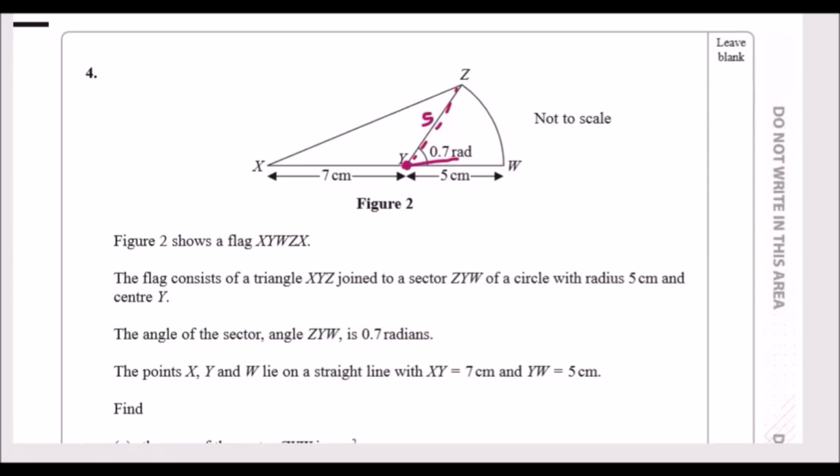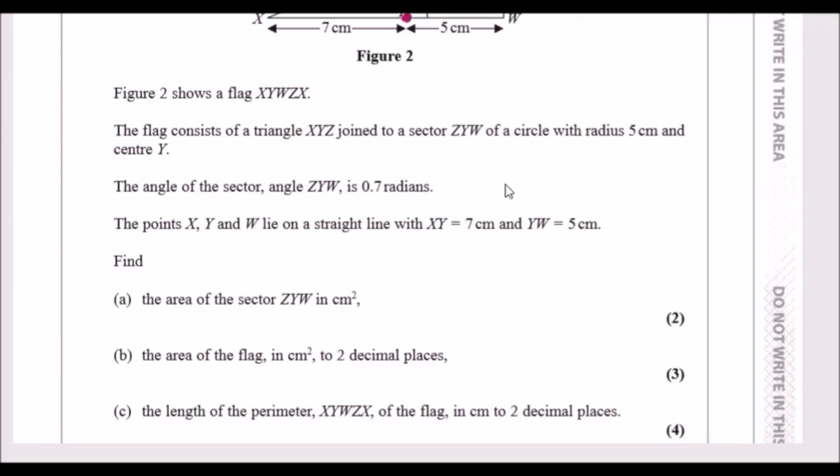Okay? So, next bit. The angle of the sector, angle ZYW, is 0.7 radians. So make sure you switch your calculator right now to radian mode to avoid any little mistake here. The points X, Y, and W lie on a straight line with XY being 7 and YW being 5. This is actually a super easy question, by the way. Very super easy question.